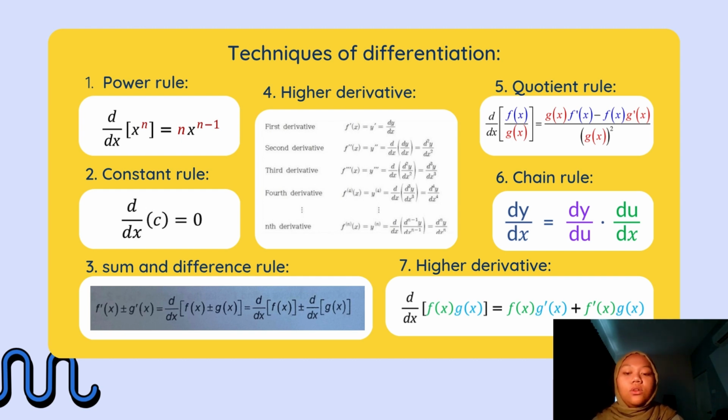Now, let's look at the main techniques of differentiation. First, we have the power rule. If the function is x to the power of n, the derivative is nx to the power of n minus 1. Next is the constant rule, where the derivative of a constant number is always 0.